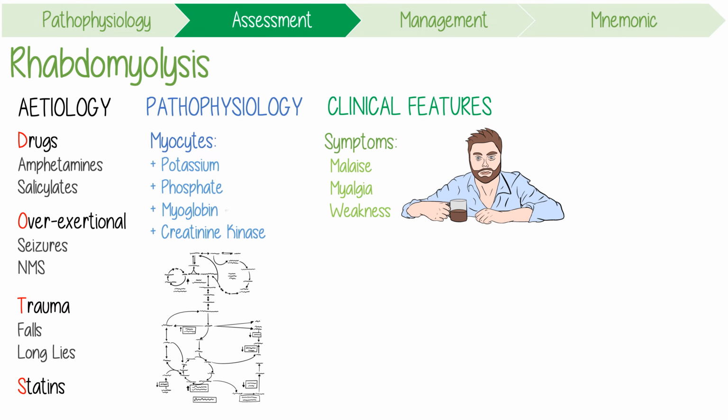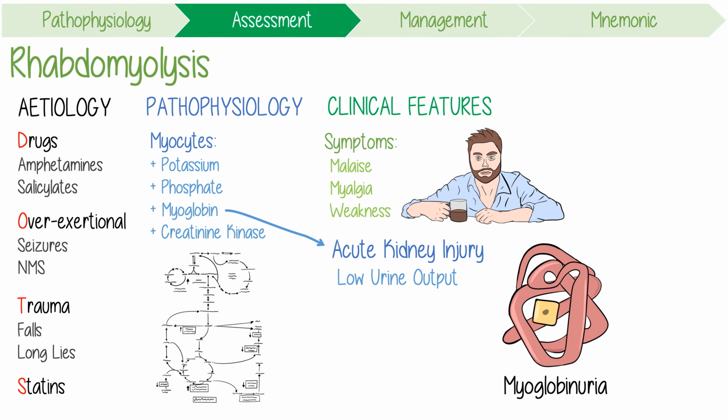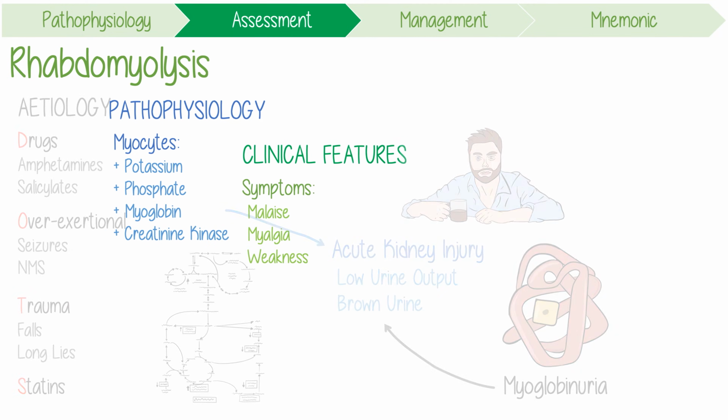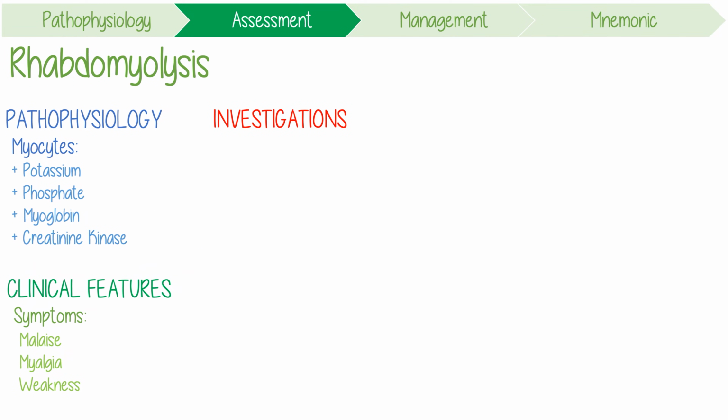Because of the toxic myoglobin, the patient probably has an acute kidney injury, so you would expect low urine output that is concentrated. Importantly, myoglobinuria classically looks like brown, dark urine and is sometimes described as being tea-colored or Coca-Cola colored. Let's move on to the investigation of rhabdomyolysis.